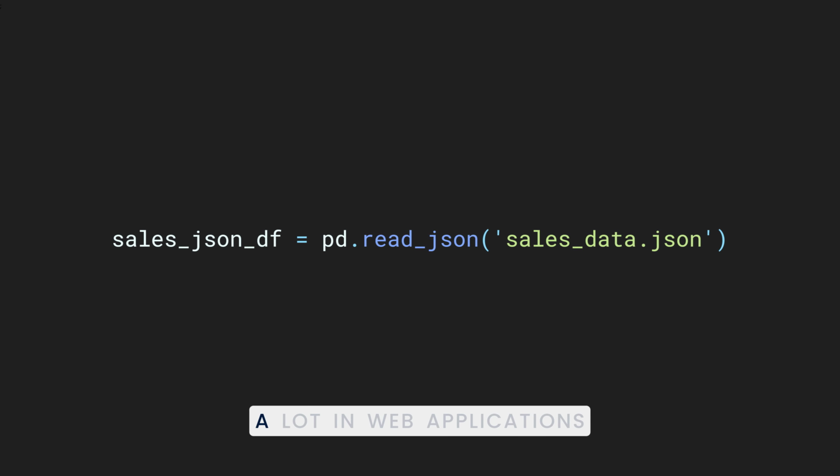JSON files are used a lot in web applications and APIs. With Pandas, you can load them just like a CSV. Just provide the file name, and it will parse the structure for you. Now let's move to HTML files, where data often lives in table tags inside web pages.